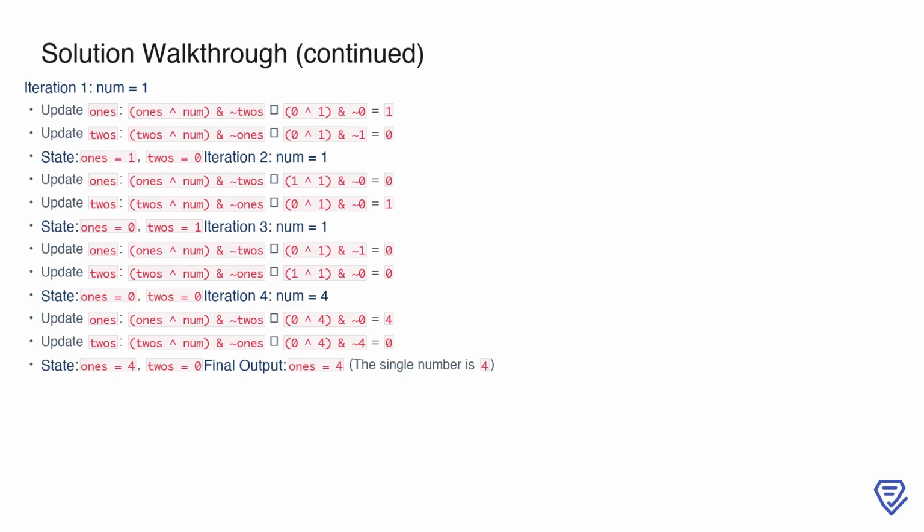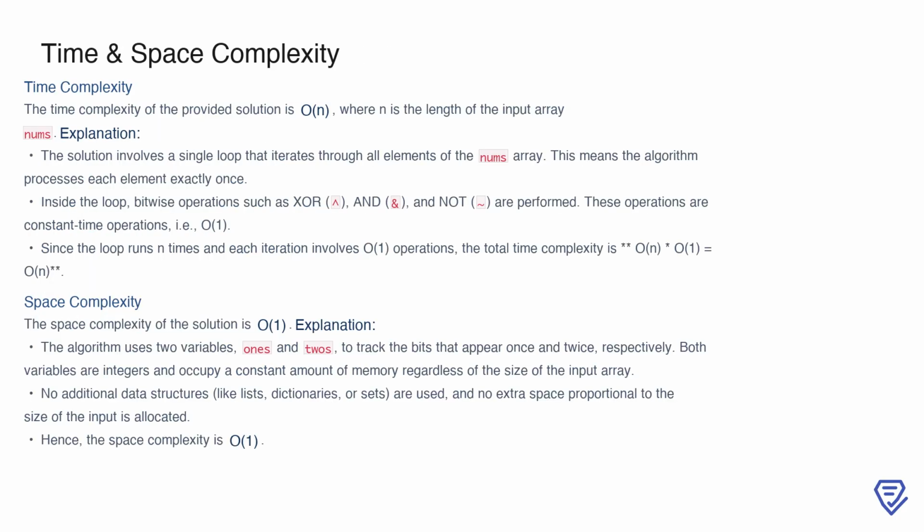In this solution, the time complexity is O(n), where n represents the size of the input array, nums. This is because the algorithm processes each element in the array exactly once. It achieves this through a single loop that iterates over all elements. Within the loop, we perform bitwise operations like XOR and NOT. These operations are highly efficient and execute in constant time, or O(1). Therefore, combining the n iterations of the loop with the O(1) operations performed in each iteration, the overall time complexity is O(n).